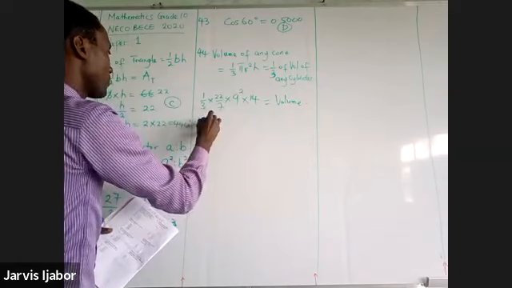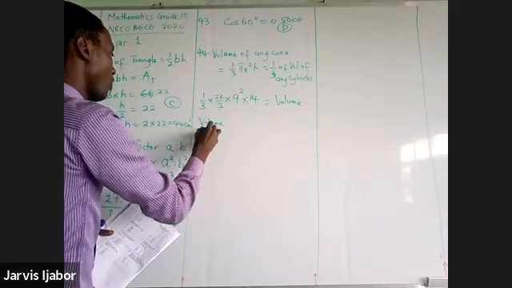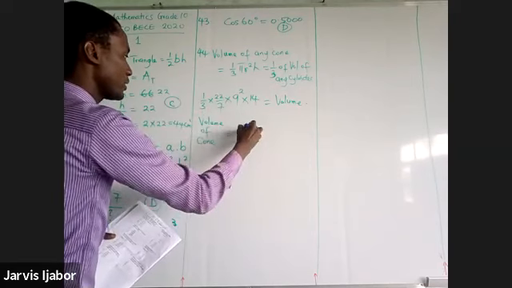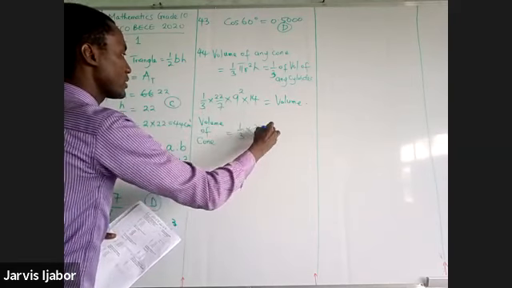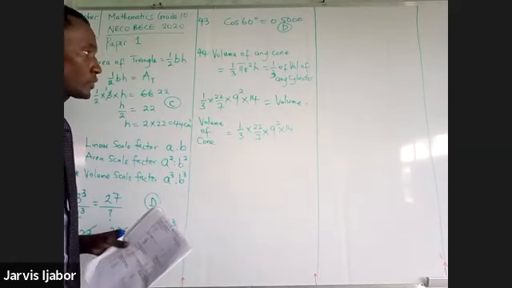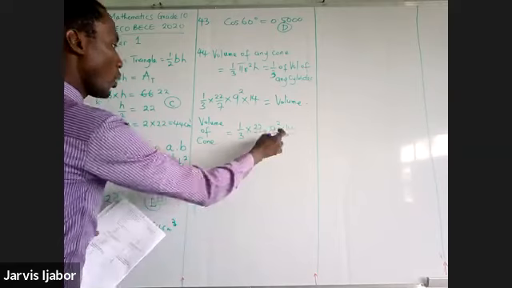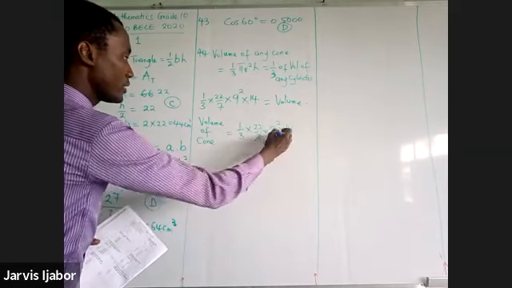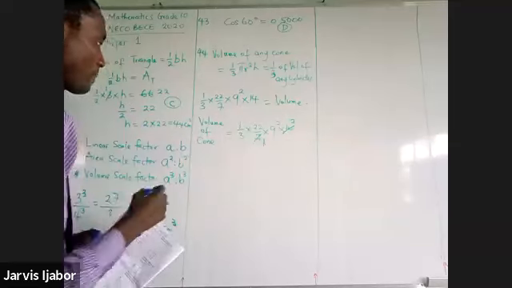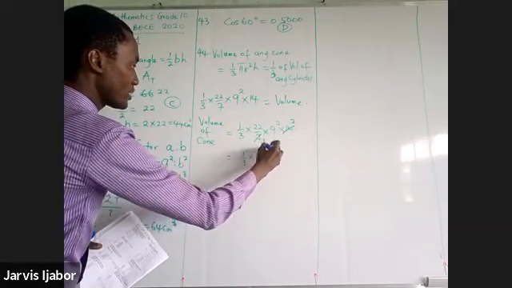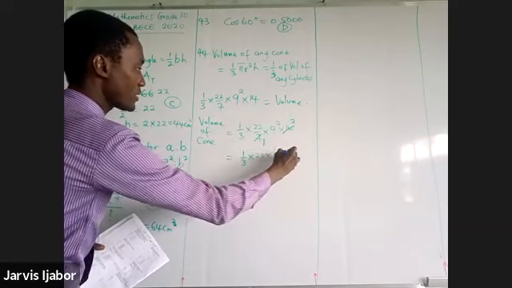So the volume of the cone will now be equal to what? 1/3 times 22/7 times 9 squared times what? 14. So what do you do? Open up this one. This will go with this one, you have 2. Now this will be 1/3 times 22 times 81 times 2.